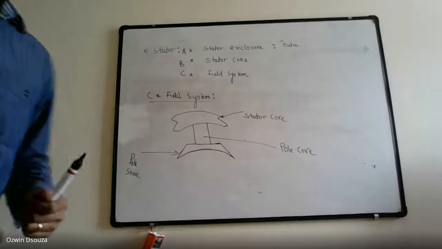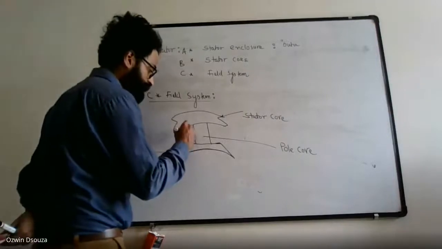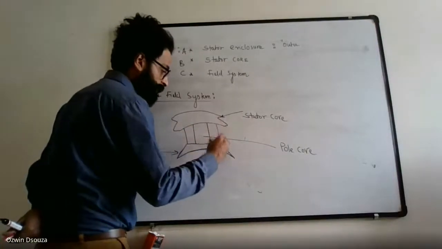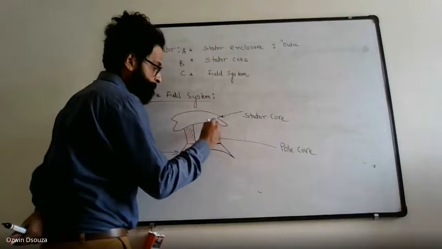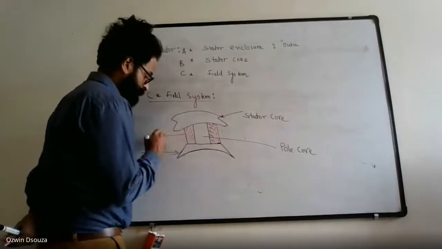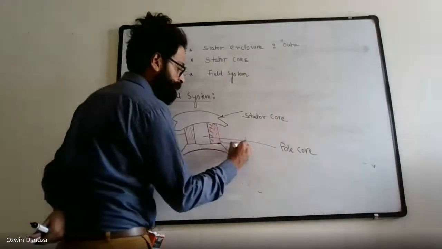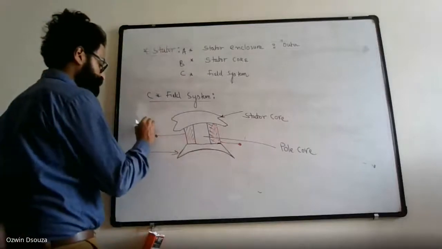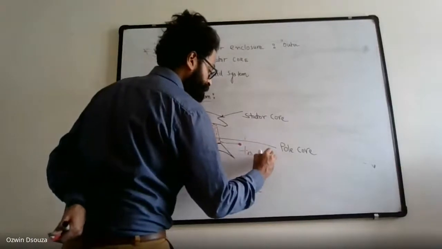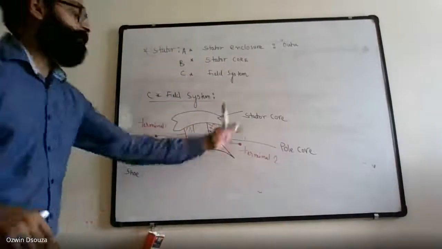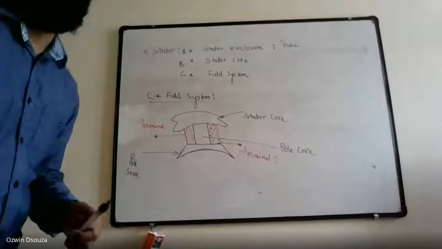The field system carries the field winding, which is an electromagnet. This is your winding. This winding will have two terminals. This is your first terminal, and the second terminal is somewhere here. So, terminal one and terminal two. This terminal gets connected to the adjacent pole, and so on and so forth.